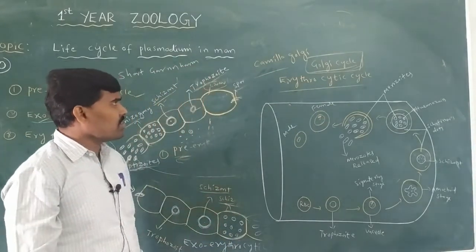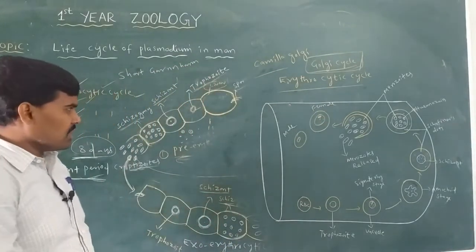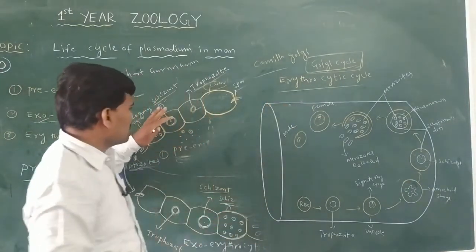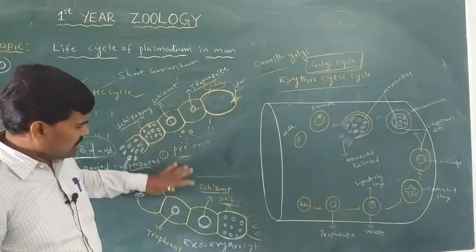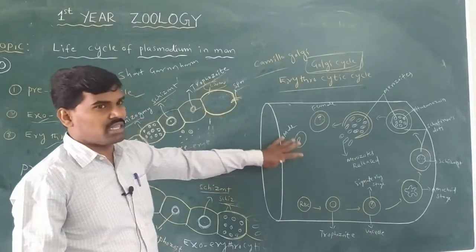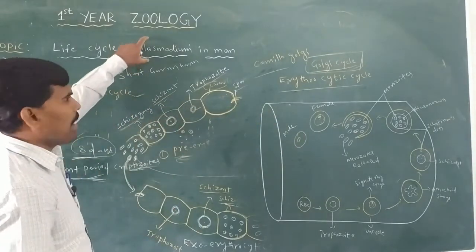First of all, let us observe clearly. This cycle is the pre-erythrocytic cycle. This cycle is the exoerythrocytic cycle. This cycle is the erythrocytic cycle. The three cycles are completed in man.